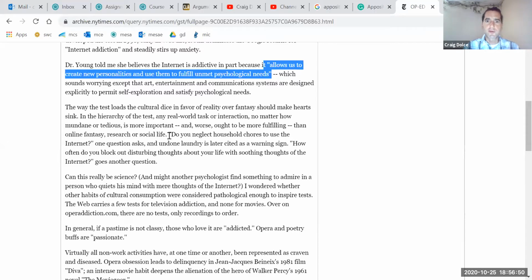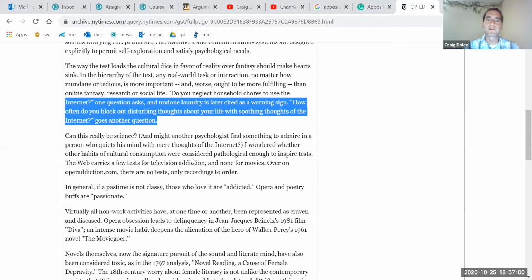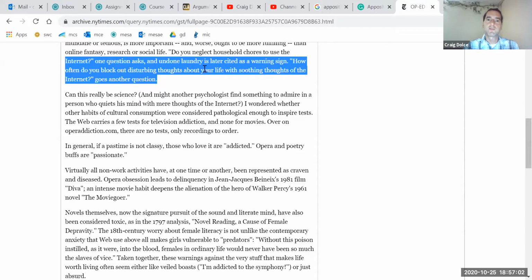There's questions on the survey like, do you neglect household chores to use the internet? How often do you block out disturbing thoughts about your life with soothing thoughts of the internet? I mean, again, I would find myself guilty of this because sometimes I like reading things and I get excited to read a sports preview or something, and it is soothing to me to read about a sports game that I'm interested in. Again, I think that a lot of these questions are subjective in context.